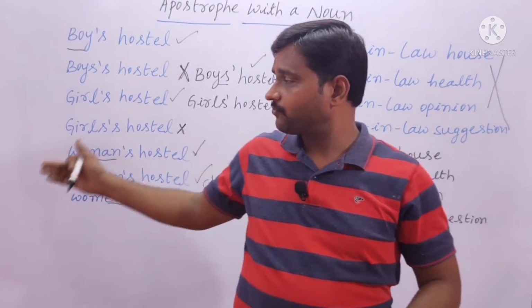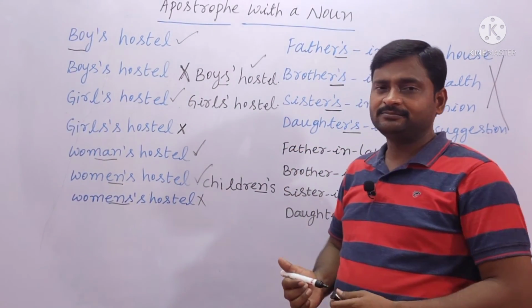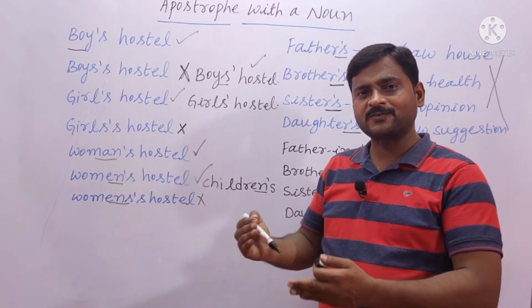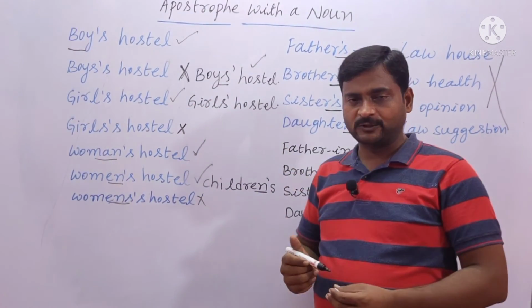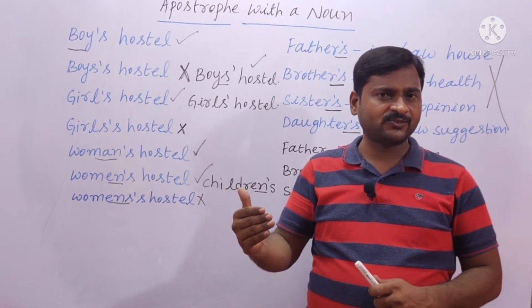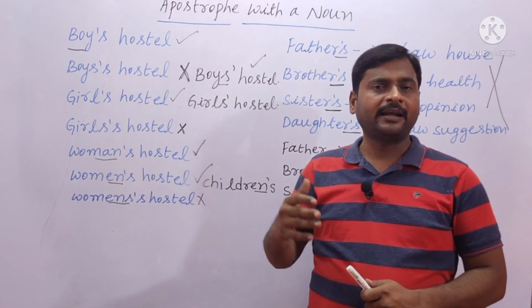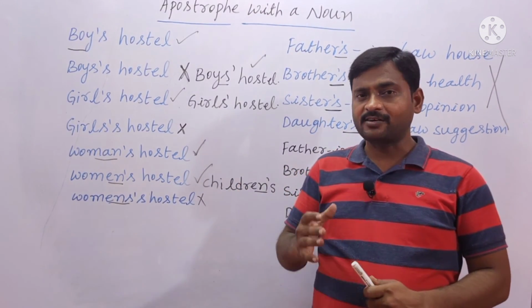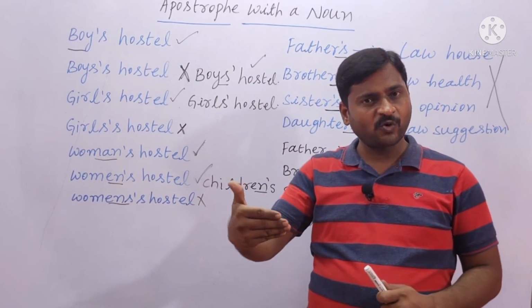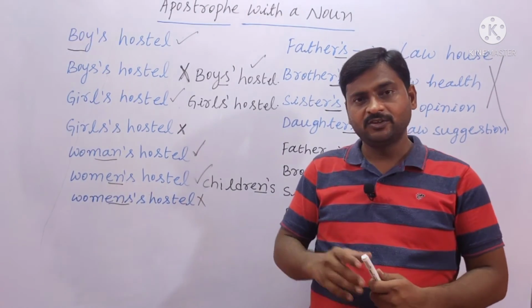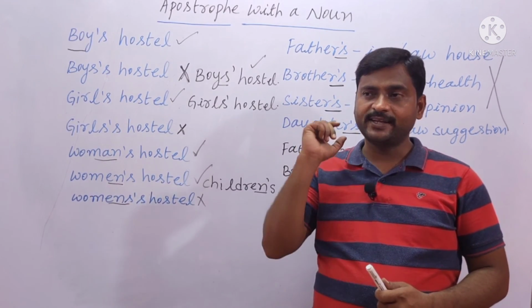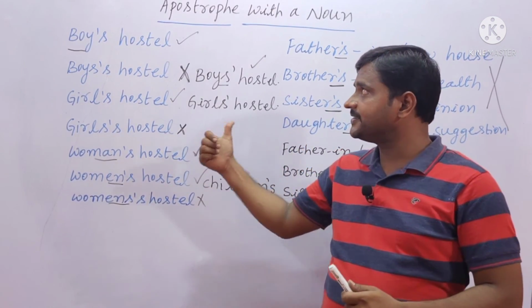Even for this also, you remember, if you see any singular noun and a plural noun, how to use an apostrophe, we have to follow this method. Especially the students who are preparing for SSC, banking, CAT, or any other competitive level, state level or central level, they ask you questions where you must pick the right answer or wrong answer. By following four options, if you know this format, you can evaluate the meaning of the sentence and get the right answer when you know how to use an apostrophe with a noun.